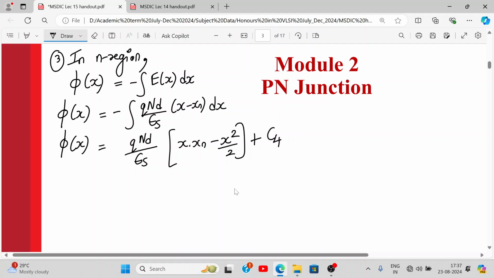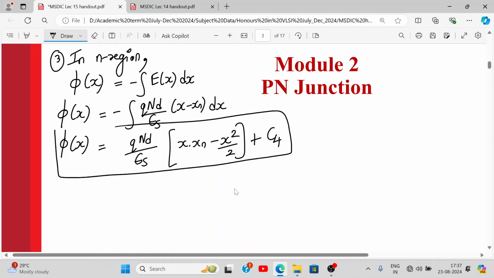Okay. Now how to find this c4? What you will write? How will you find c4? You will take x equal to xn. Wrong. No, we'll take phi 0 at the limit. Because we took phi of x is 0 at x is equal to, yeah, but that is different.